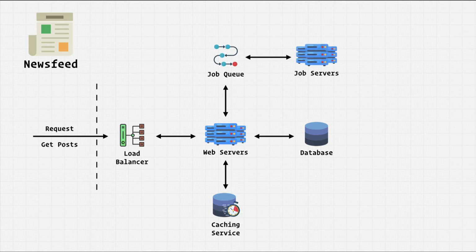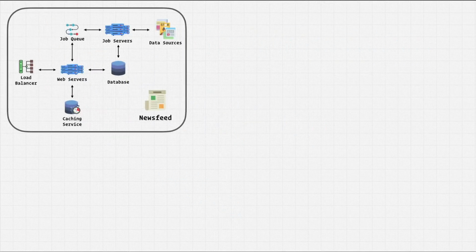Then we also make sure that our web servers communicate with the job queue, and the job queue fires off jobs to the job servers. And these servers will then finally interface with the data sources where we get the appropriate posts so that we make sure that our database is up to date. The job server will extract the appropriate posts and then store them in the database so that our web servers can make sure that they're always extracting the latest posts that it needs in order to best satisfy this newsfeed service. So this, in a nutshell, is pretty much what our newsfeed service is doing.